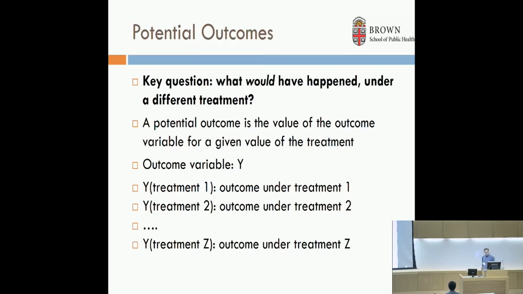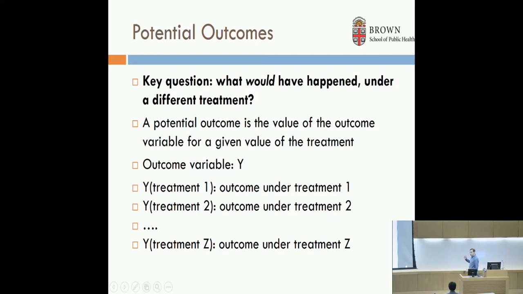Okay, so the key question about causal inference is what would have happened under different treatments. That's pretty much the main point. And the way that we formulate that is with the potential outcome framework. So if we define Y to be our outcome, then Y of treatment one is going to be the outcome under treatment one.